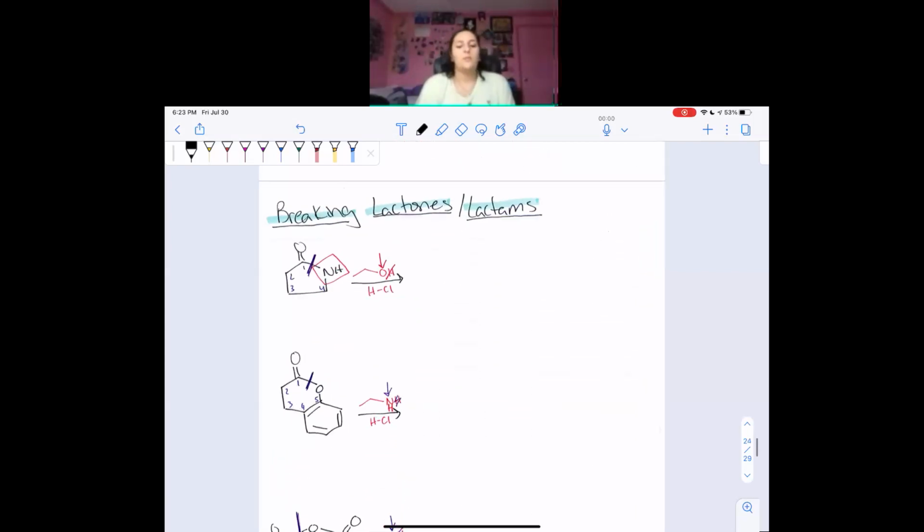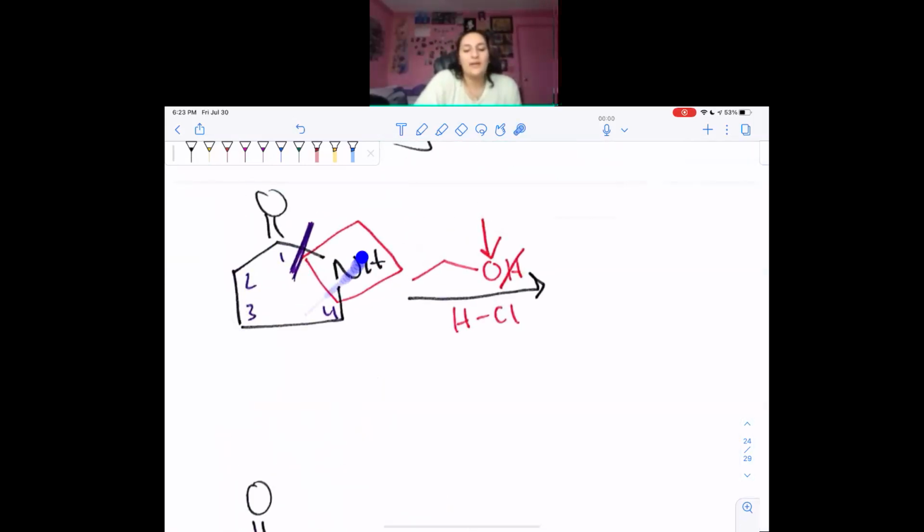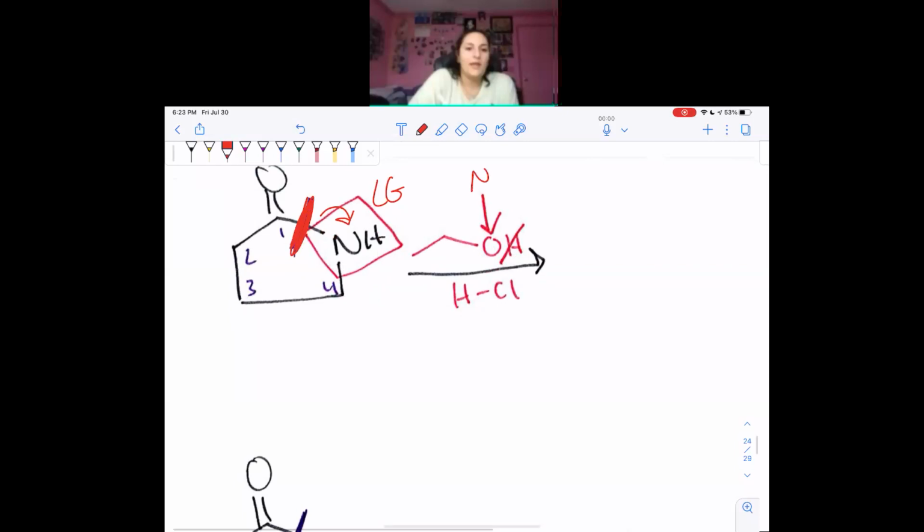So, breaking lactones and lactams, same type of reaction, except now we take the ring and we break it open. So, we know this is the leaving group. And we know that this being the leaving group means that this bond is going to break. So it opens this way. We know that this guy is the nucleophile.